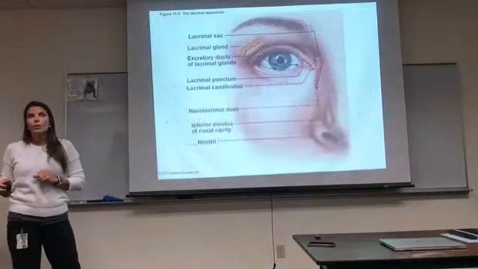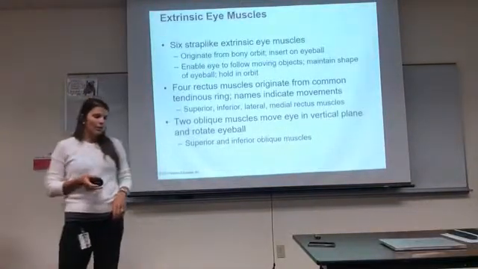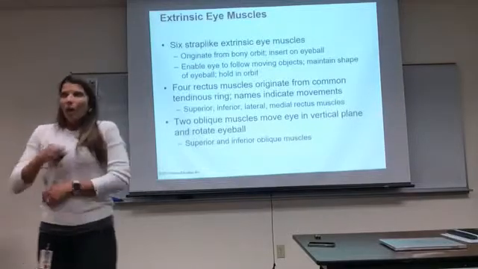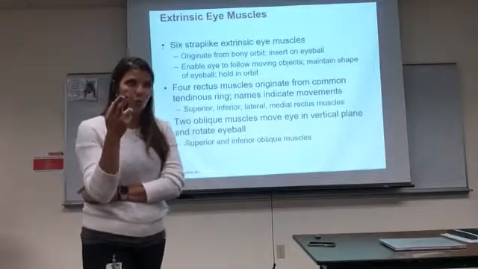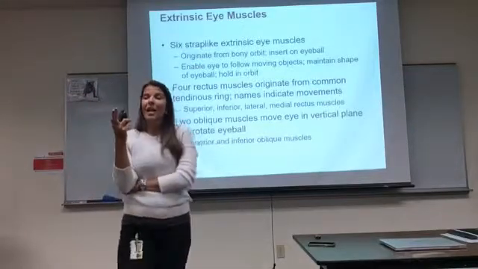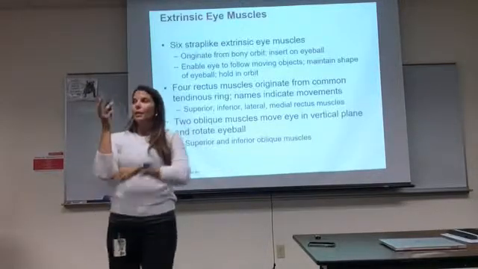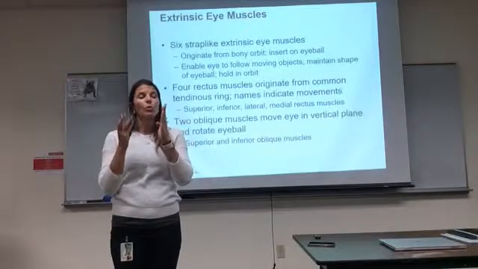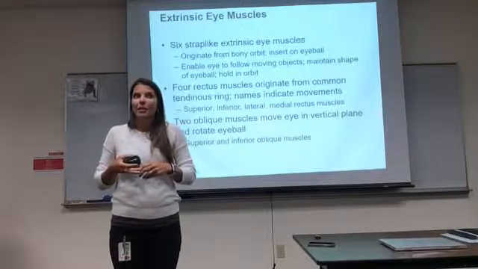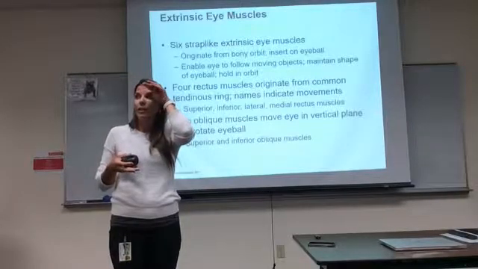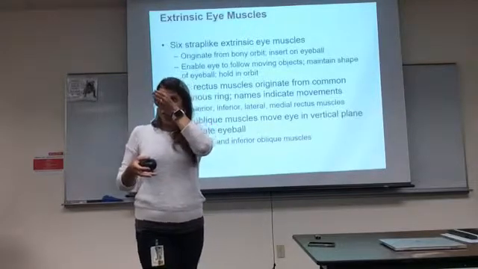Questions on that or clarification? Okay? Extrinsic eye muscle. So if it's an extrinsic muscle, where's it located? On the outside of it. Your eye has 6 extrinsic muscles. 4 rectus and 2 oblique. What does rectus tell you? That they're straight, right? Or the fibers run parallel. So I have a superior rectus muscle. Guess where that is? On top. Inferior, bottom. Medial, middle, and lateral, outside.